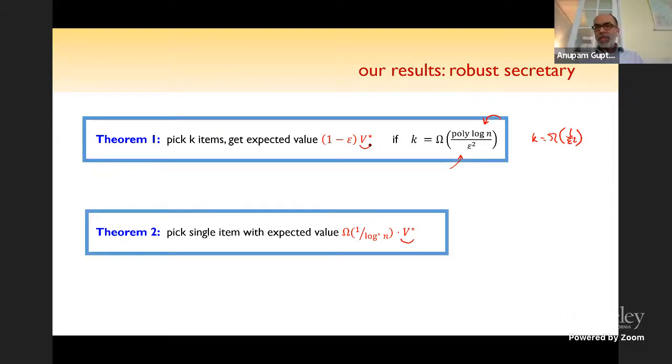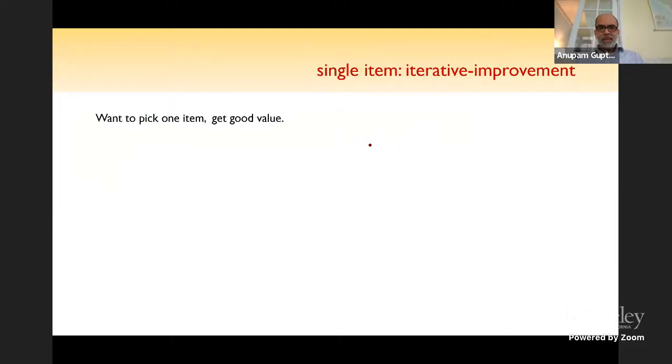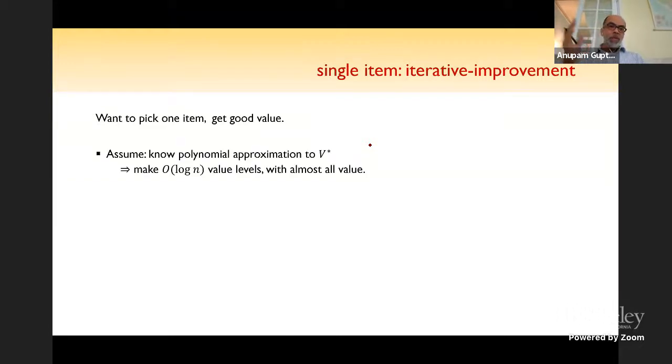Okay, so that's what I'm going to do. I'm going to tell you about these two results. And maybe I'll tell you about theorem 2 first, because it's kind of cute. Okay. So single item, you want to pick a single item and get good value. And we assume that we have this polynomial approximation to V star.